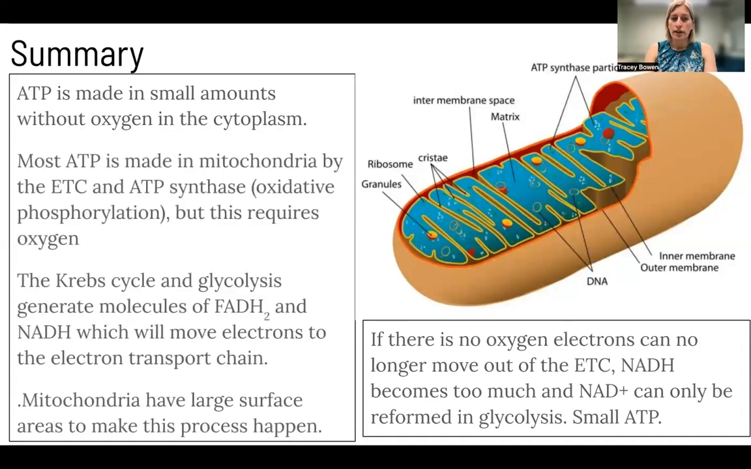Mitochondria have a large surface area to make this whole process happen. And if there's no oxygen, electrons can no longer move out of the electron transport chain. NADH becomes too much, and NAD+ can only be reformed in glycolysis. So we will have only a small amount of ATP produced.